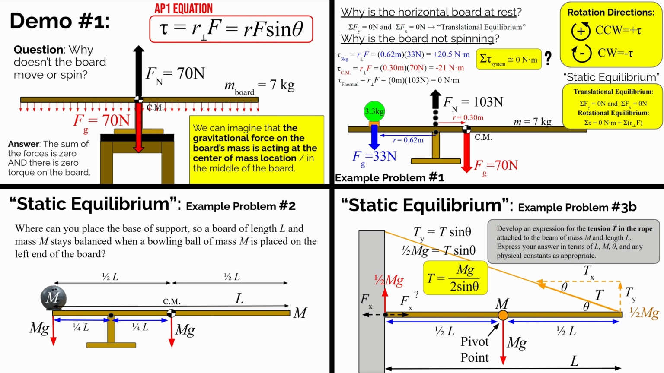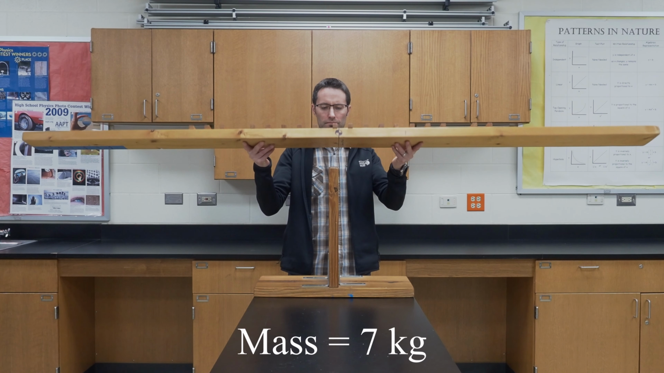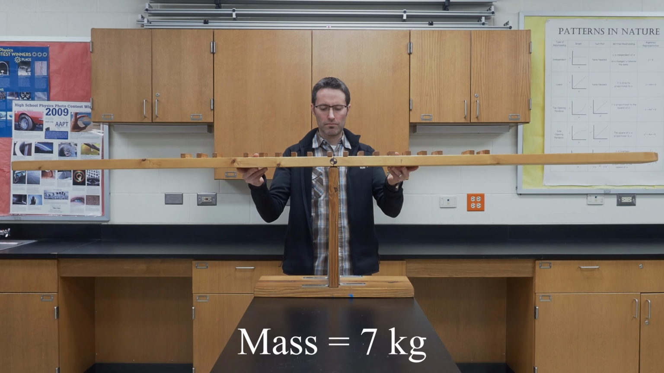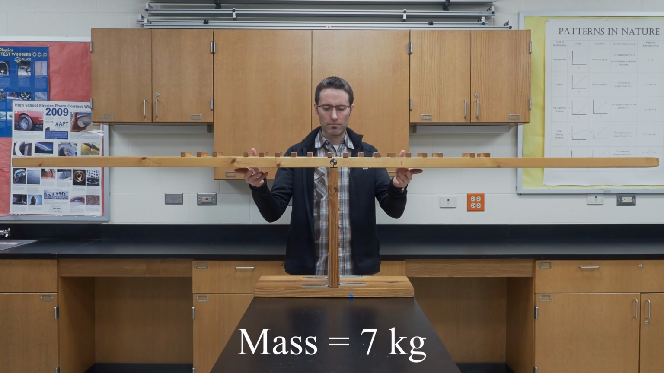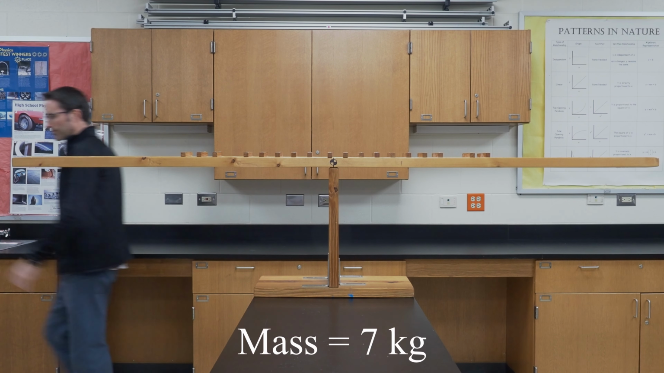In this video, I'm going to discuss the concept of static equilibrium, when the forces and torques on an object are balanced. And I will walk through several common types of physics problems related to torque and static equilibrium. We're going to start out fairly simple with just a 7-kilogram board placed exactly in the middle on a pivot point where it's nice and balanced.